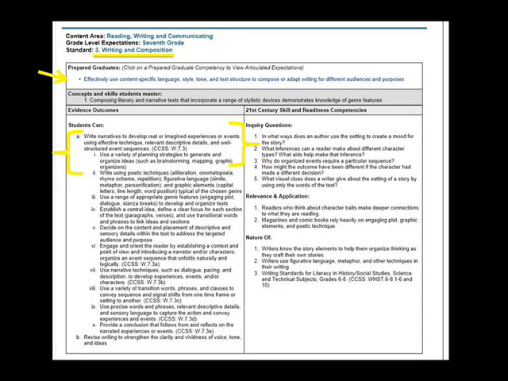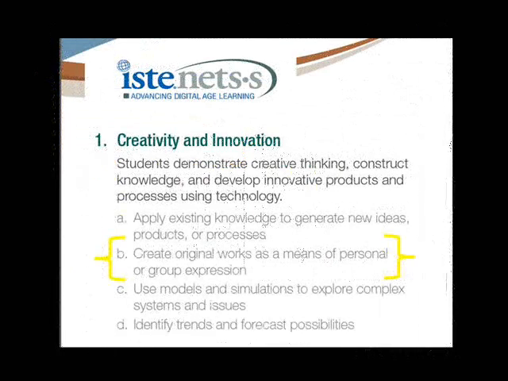Students will be able to use a variety of planning strategies to generate and organize ideas, such as brainstorming, mapping, and graphic organizers. The NET standard addressed in this lesson is 1. Creativity and innovation. Students will create original works as a means of personal or group expression.